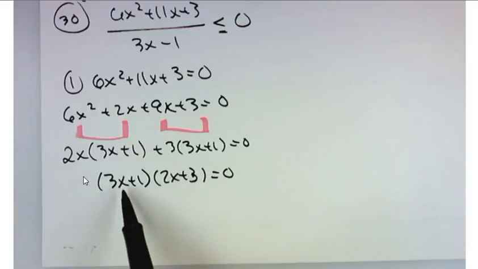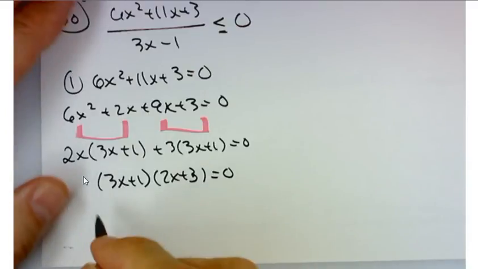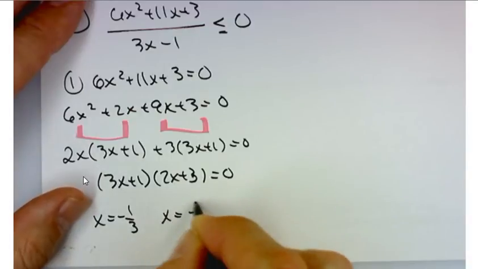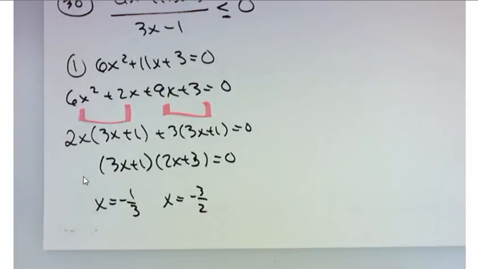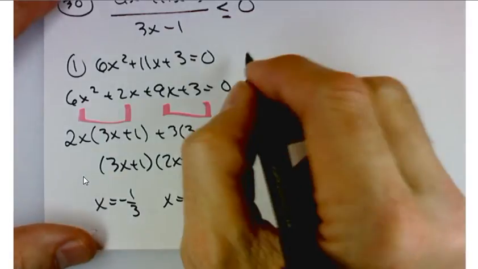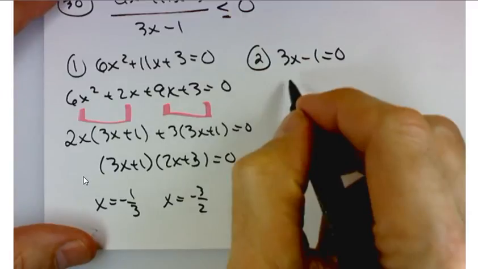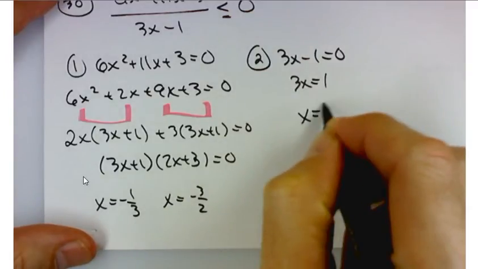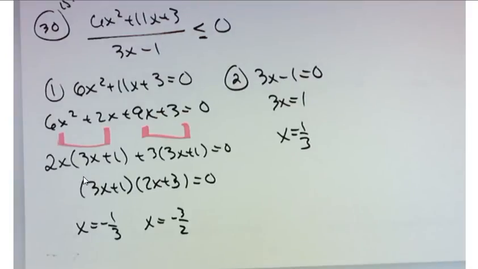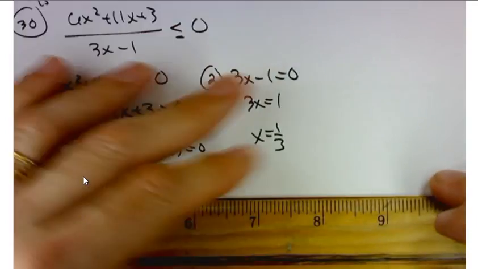If you set each one of these things to 0, and I'm sorry I'm not going to take the time to do that, but you'll get x equals negative 1/3 or x equals negative 3/2. So those are your two numbers that you get from the first part. Second part, I need to know where 3x minus 1 equals 0. So similar work down here, x equals 1/3. So we've got our points. We've got 4 of them. They're not necessarily the friendliest of points. That's okay.